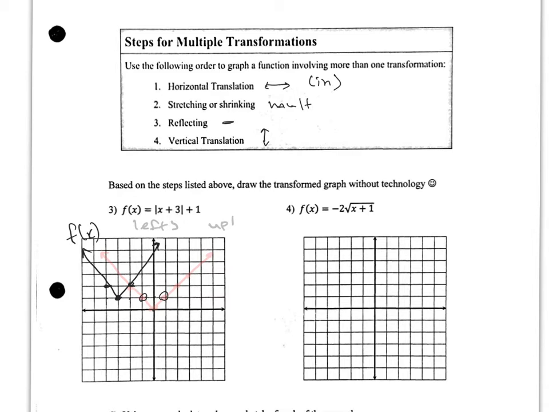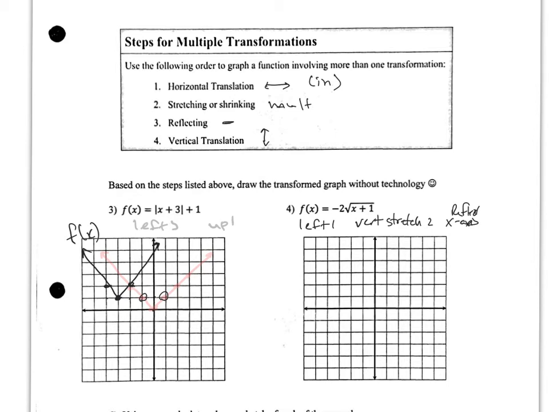So I'm going to first come up with what am I supposed to be doing. First thing would be left 1. Then I'd have a vertical stretch by 2, and then I'd go over the x-axis. So that's the order. I don't have any up or down.